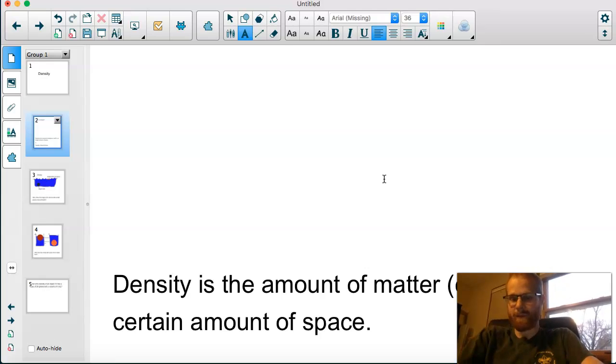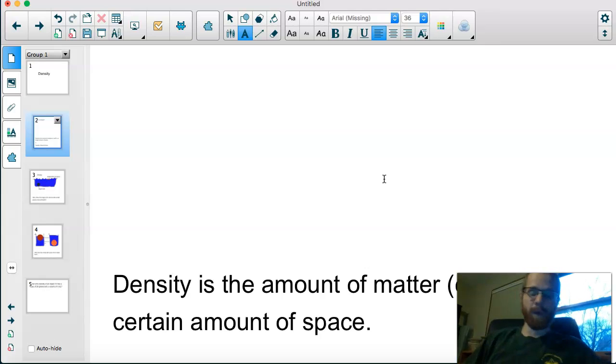And matter takes up space. So gas takes up a lot of space. There's not a lot of particles in the air. It takes up a lot of space. But this cell phone takes up relatively very little space. There's a lot of matter packed into this little amount of space. So this phone is very dense, and the air in this room is not.